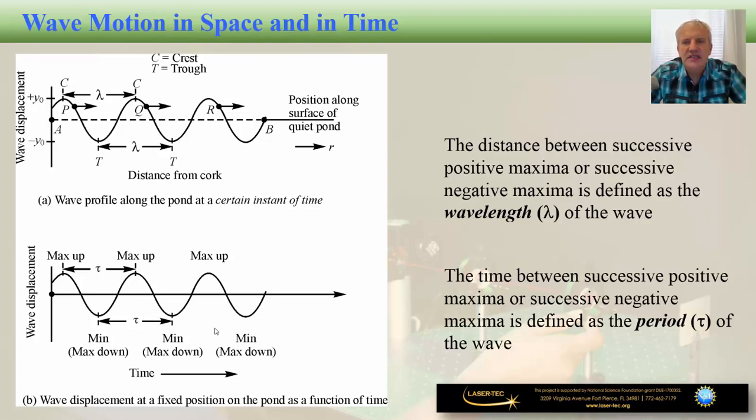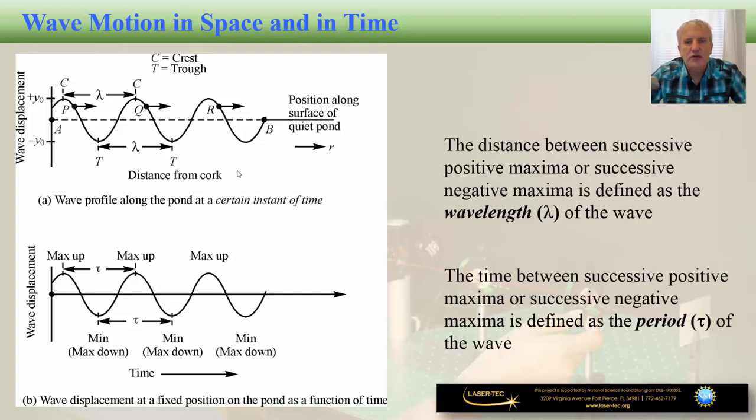The distance between two successive peaks of the wave is the so-called wavelength. If you measure the distance between these two points, that distance is defined as the wavelength of a wave. We use the Greek letter lambda to label the wavelength. Again, if you were looking at a wave on the ocean and measuring the distance between two waves, that distance is the so-called wavelength.